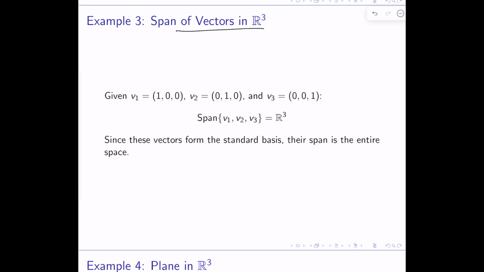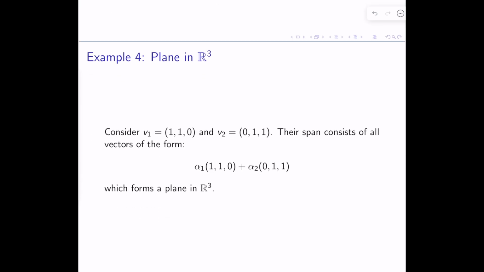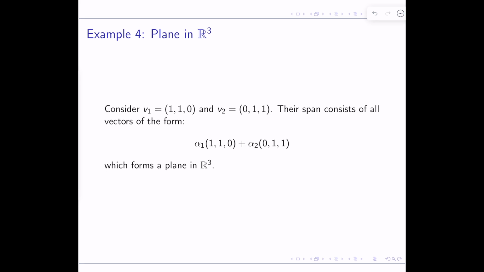Similarly, the span of three vectors in R3, you can see clearly none of them can be generated by the others. So the span will be the whole space R3, right? The entire vector space can be generated, and this is called the standard basis, right? And if you see V1 and V2, then the span of these will also generate R3.